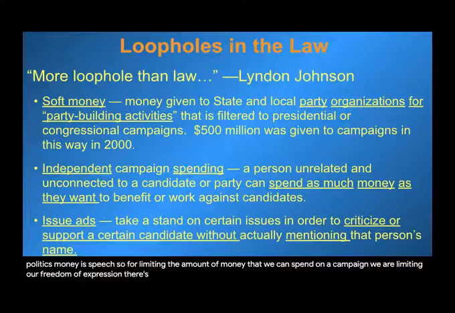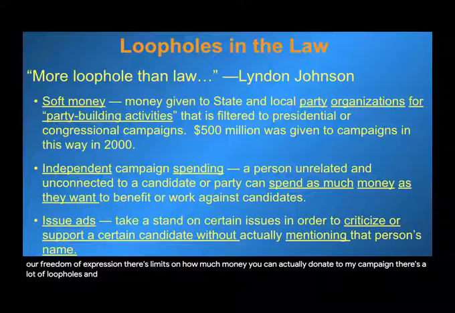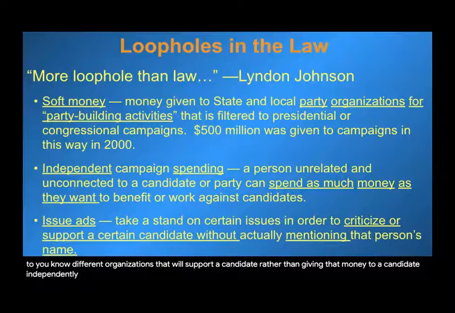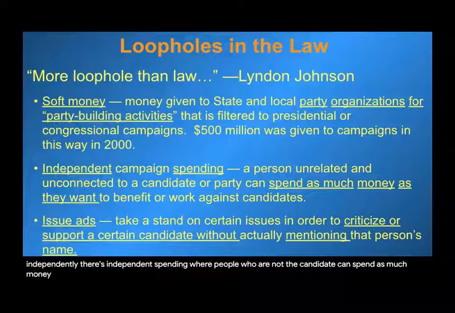So although there's limits on how much money you can actually donate to a campaign, there's a lot of loopholes in all of this. There's what we call soft money, which is money that's given to the party or given to different organizations that will support a candidate rather than giving that money to a candidate independently. There's independent spending, where people who are not the candidate can spend as much money as they want. They can spend money attacking other candidates that are running against them, things like that.